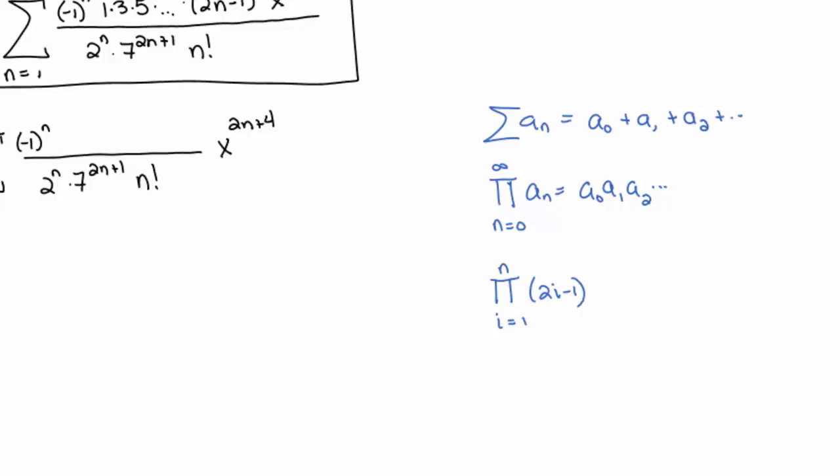Now, let's take a look at what this turns into. First of all, 2i is an even number, minus 1 makes it odd. When i is 1, you get 2 minus 1, or 1, times. Now i is cycled up to 2. 2 times 2 minus 1 is 3. Now you cycle up to 3. 2 times 3 is 6, minus 1 is 5, and so on and so forth down the line until you get to n, 2 times n minus 1.